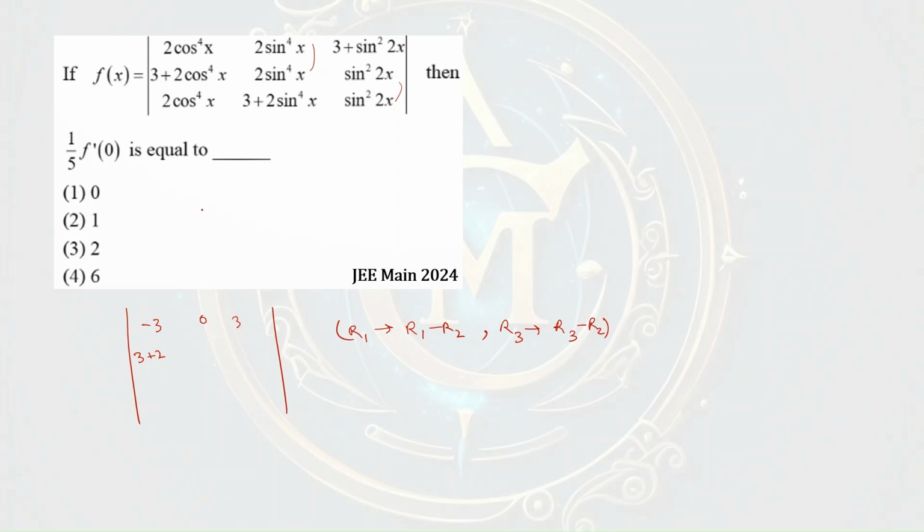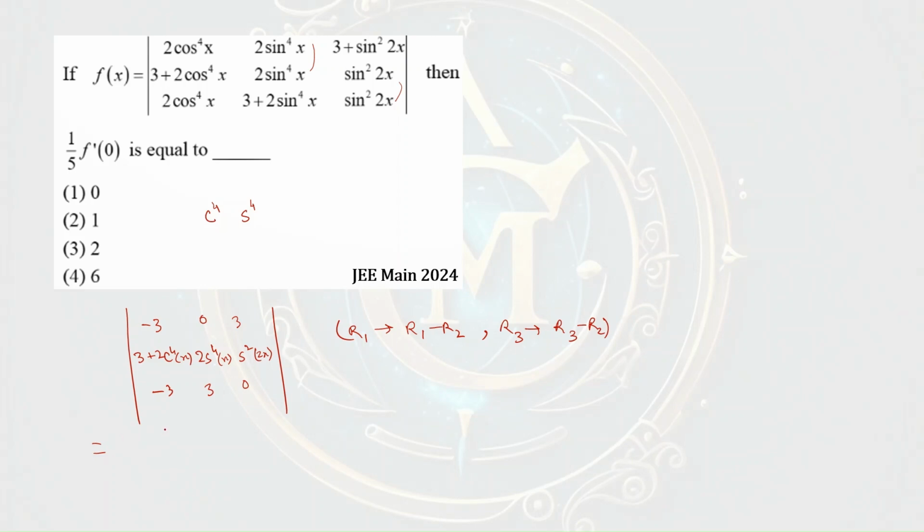Now I simply prefer to denote cos to the power 4x as c to the power 4, because of simplicity, and sine to the power 4x as s to the power 4. So this will be 3 plus 2c to the power 4, then 2s to the power 4, and then this will be sin square of 2x. And this row becomes minus 3, then 3, then 0. Now here 0 is created in this determinant, so you can directly expand this determinant.